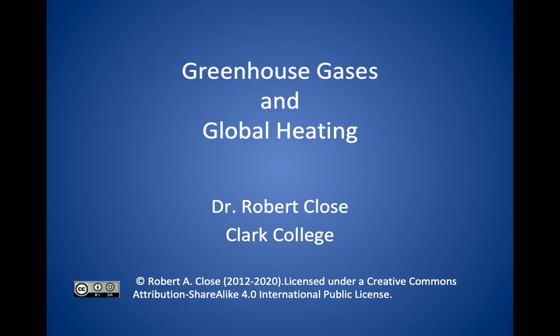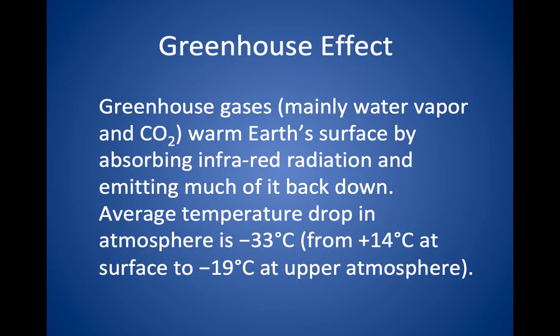This lecture is on greenhouse gases and global heating. The greenhouse effect, which is mainly due to water vapor and partially carbon dioxide, warms the Earth's surface by absorbing infrared radiation and emitting much of it back down to the Earth. The average temperature drop in the atmosphere is about 33 degrees Celsius, from 14 degrees Celsius average at the surface to minus 19 degrees Celsius at the upper atmosphere.